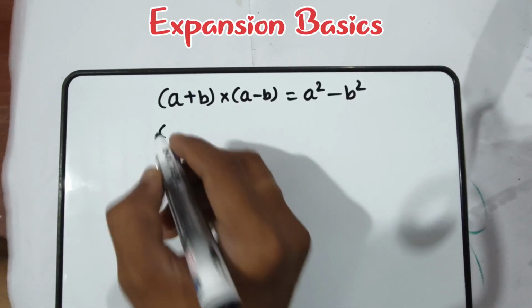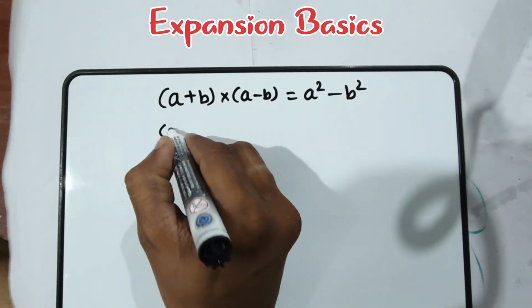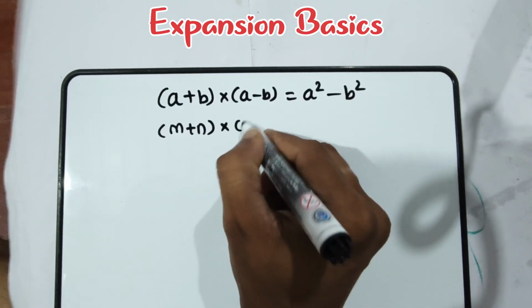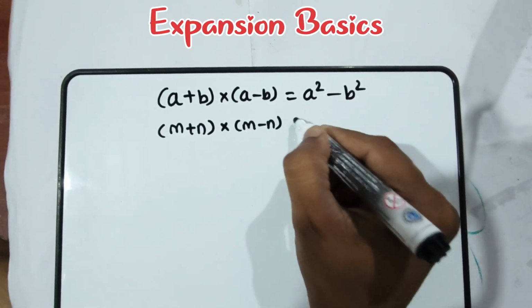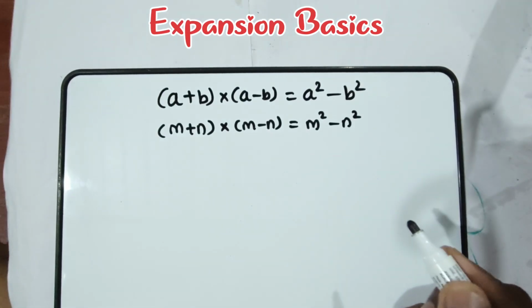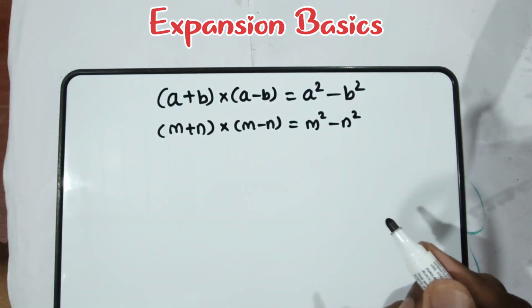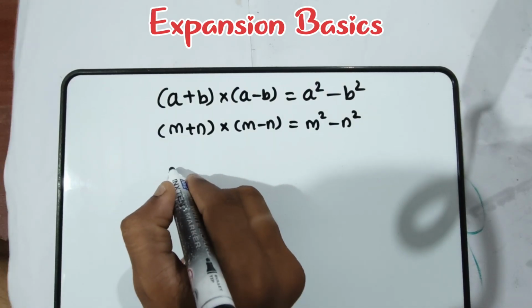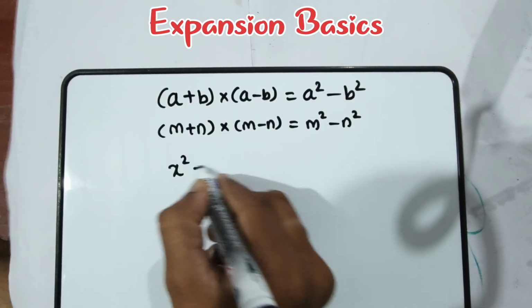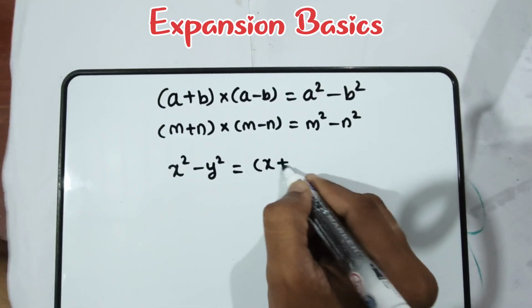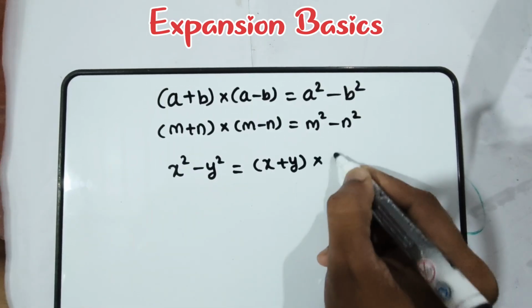In this video, let us solve some questions on the a square minus b square formula. Like a plus b into a minus b is equal to a square minus b square. Similarly, m plus n into m minus n is equal to m square minus n square. Let us take one more formula like this: x square minus y square is equal to x plus y into x minus y.